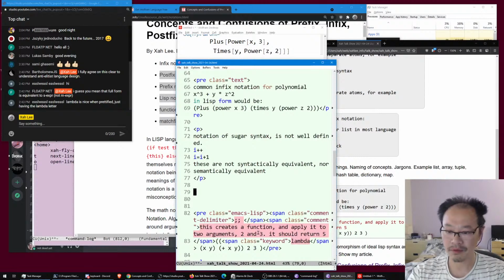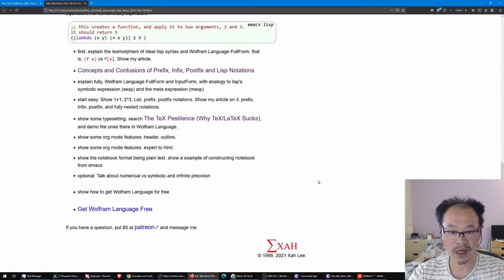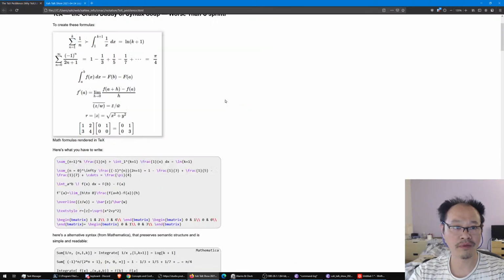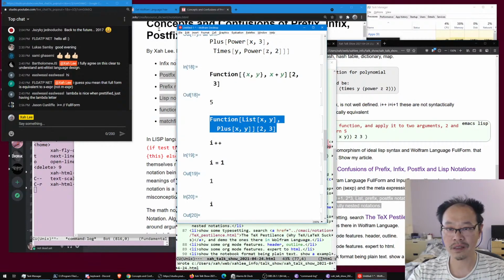Okay, let's go on, let's see where are we. I need to move on to the next interesting topic. Full form, input form, analogous to Lisp symbolic expression and meta expression. Start easy, explain this and that. I've shown my articles, I've shown these articles here.